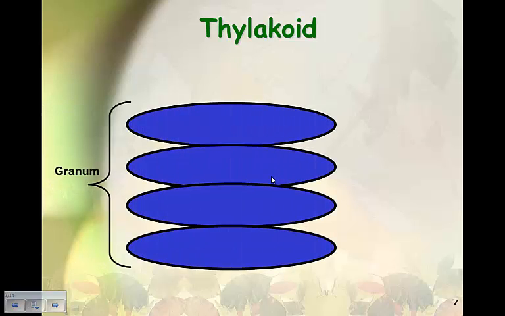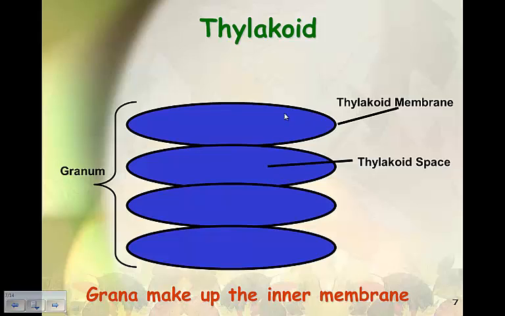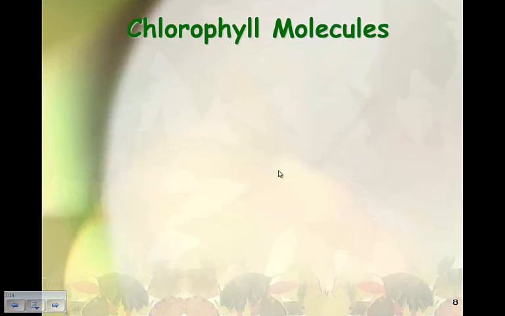All right, a little close-up here of our thylakoid. The grana make up the inner membrane here. We have the thylakoid, and then of course the membrane surrounding it, and it's just like any other membrane. It's a phospholipid bilayer. It's two layers there, and then the space on the inside here.